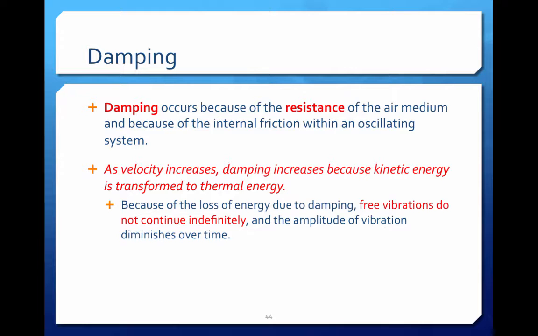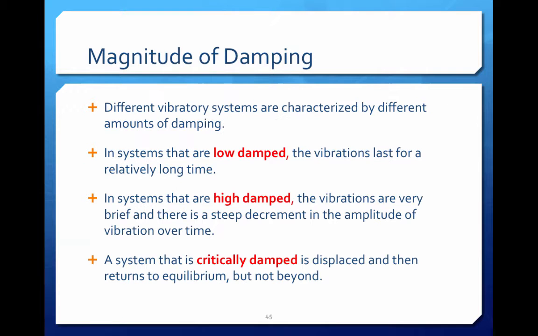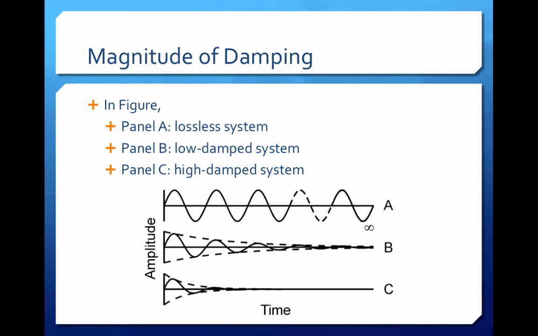Free vibrations do not continue indefinitely. Different vibrating systems are characterized by different amounts of damping. In systems that are low damped, the vibration lasts for a relatively long time. In systems that are high damped, the vibrations are very brief and there is a steep decrement in the amplitude of vibration over time. In systems that are critically damped, the mass returns to equilibrium very quickly.